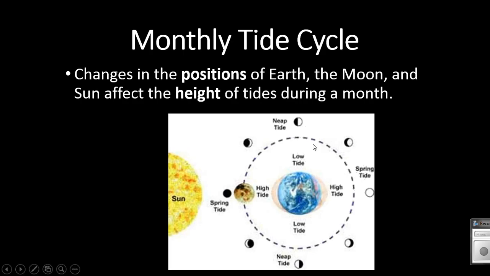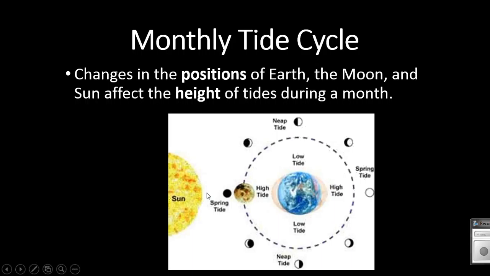Neap tides occur when the moon is at a 90-degree angle with the earth and the sun, and now there's a splitting of the way that the gravitational pull is going. Some of the gravitational pull is going this way and some is going this way, and so we get lower tides during the neap tides. These happen during the phases of the moon.